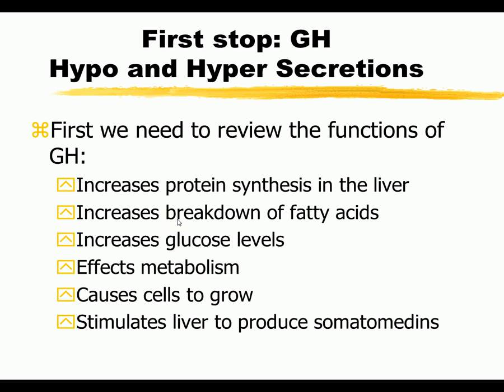Remember, growth hormone is a counter-regulatory hormone. Remember that? We talked about that in diabetes. So we know it increases blood sugar levels. But it also increases protein synthesis. It's responsible for breakdown of fatty acids. Like I said, it increases glucose levels, therefore affects metabolism, causes cells to grow, and it stimulates the liver to produce somatomedins. Those somatomedins actually enhance growth activities in cells and tissues, so they are responsible for bone and cartilage growth. So that's why we can get some problems with bone and cartilage growth here.